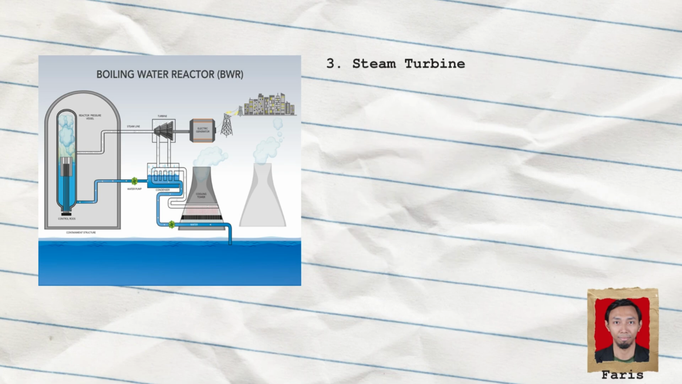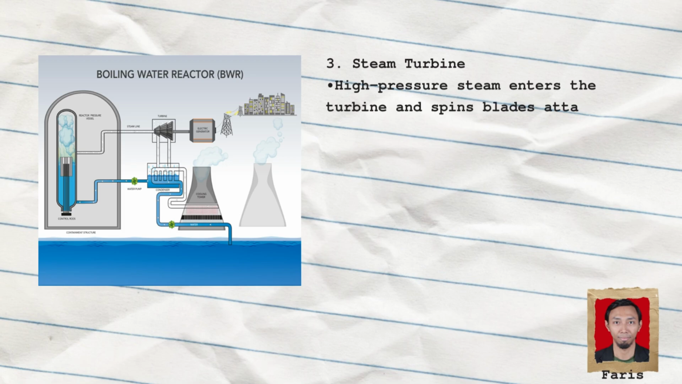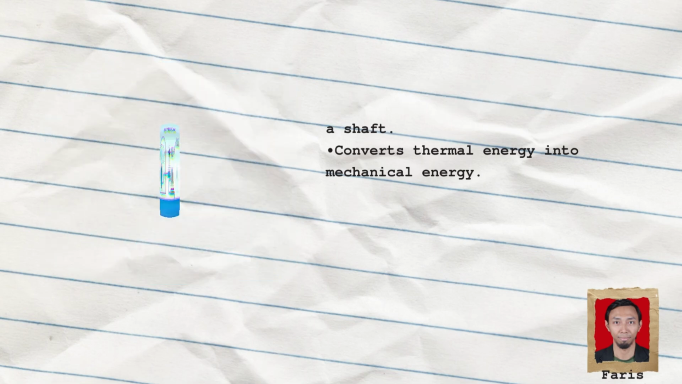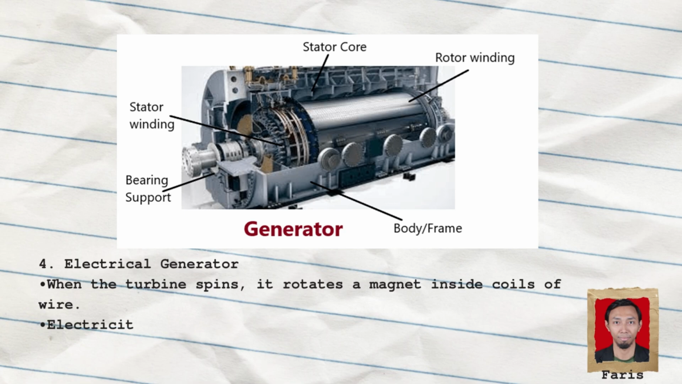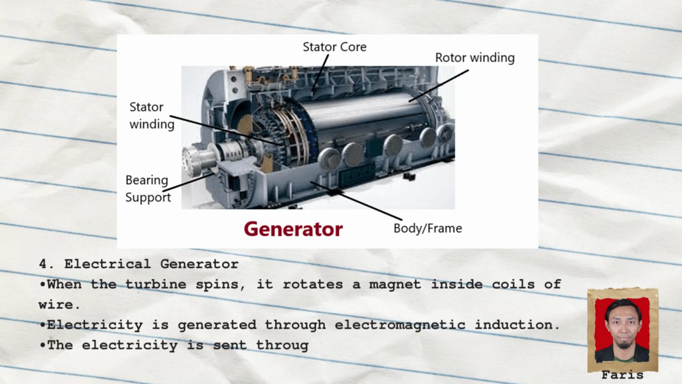Third component, steam turbine. High pressure steam enters the turbine and spins blades attached to a shaft, converting thermal energy into mechanical energy. Fourth component, electrical generator. When the turbine spins, it rotates a magnet inside coils of wire. Electricity is generated through electromagnetic induction. The electricity is sent through transformers to increase voltage for transmission.